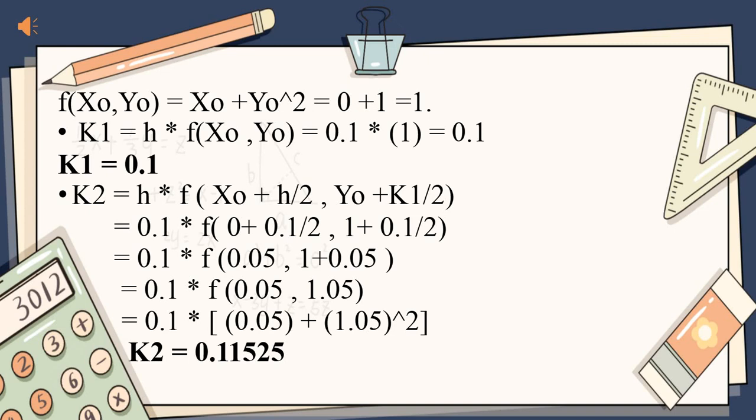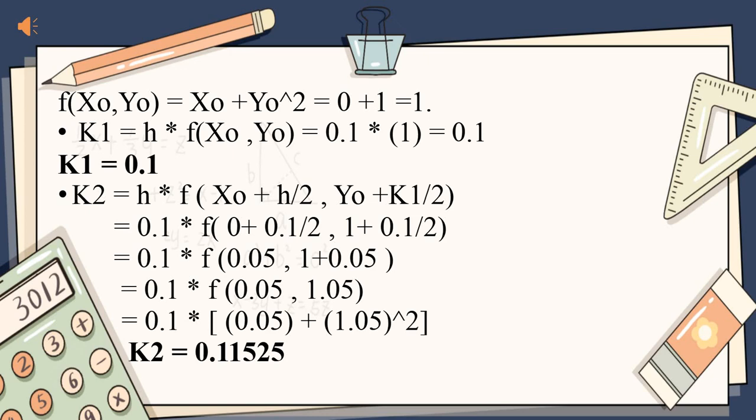Okay, for k2 we have the formula: k2 is equal to h into function of x0 plus h by 2, y0 plus k1 by 2. Okay, h into function of x0 plus h by 2 and y0 plus k1 by 2. So we substitute all of these values, and we get the answer of k2, which is equal to 0.11525.